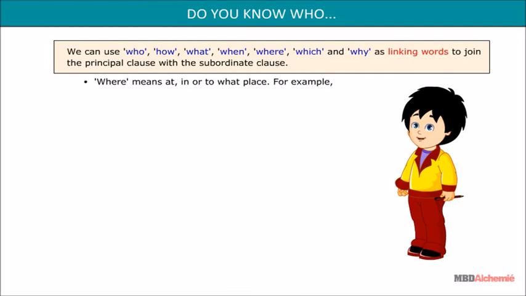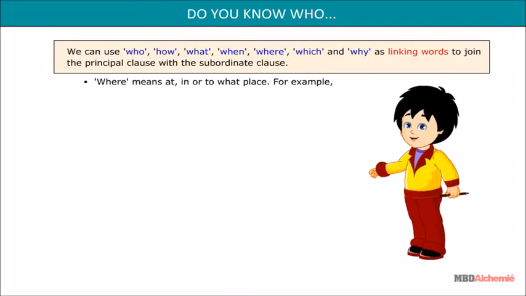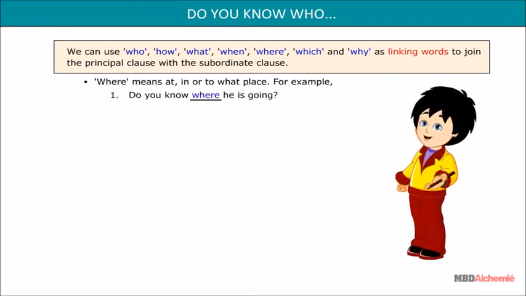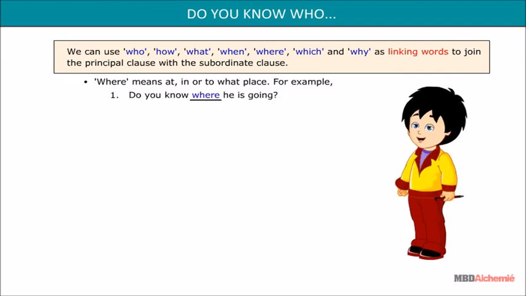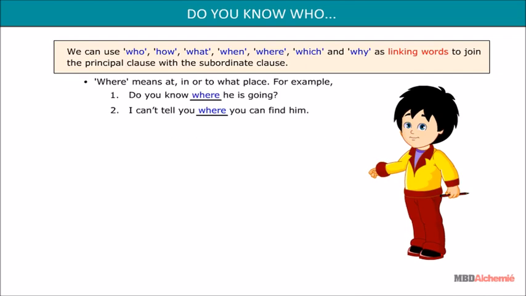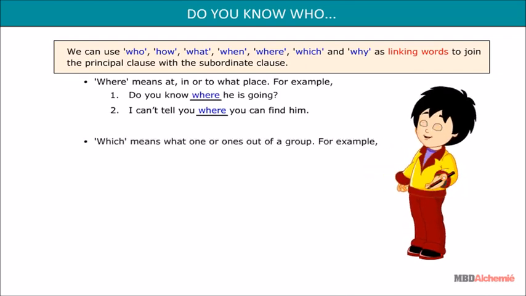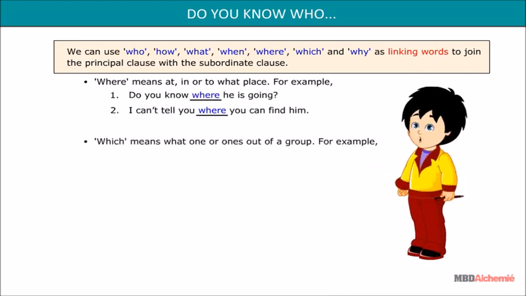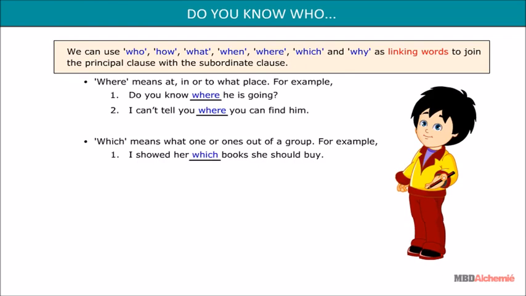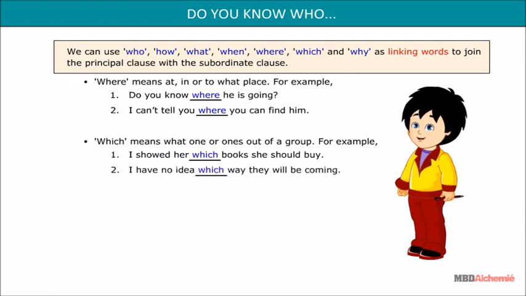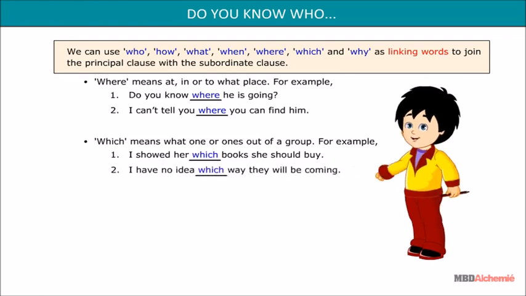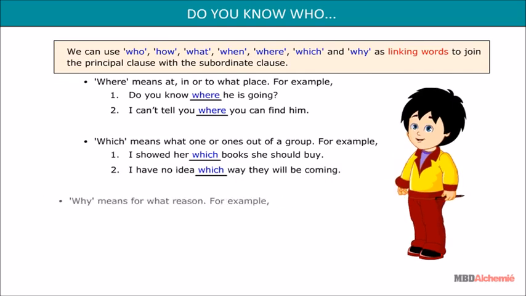Where means at, in or to what place. For example, 1. Do you know where he is going? 2. I can't tell you where you can find him. Which means what one or ones out of a group. For example, 1. I showed her which books she should buy. 2. I have no idea which way they will be coming.